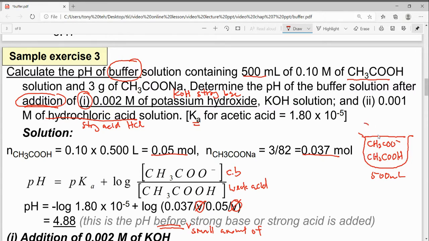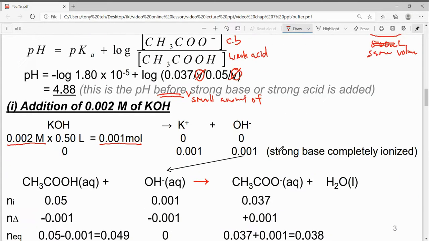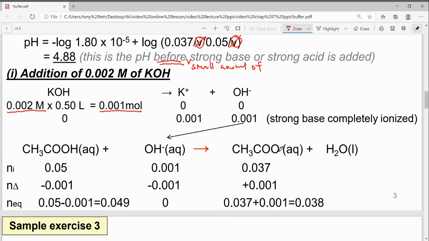Meaning that if I add in strong acid or if I add in strong base, the volume might increase, but they will still have the same volume. So we can cancel out in the calculation. So what happened here is we calculate the mole of strong base. Just remember something.